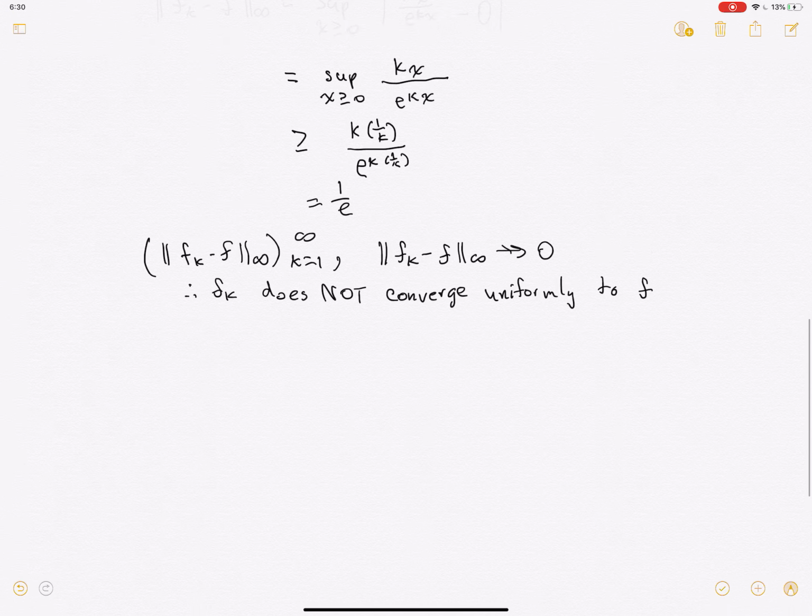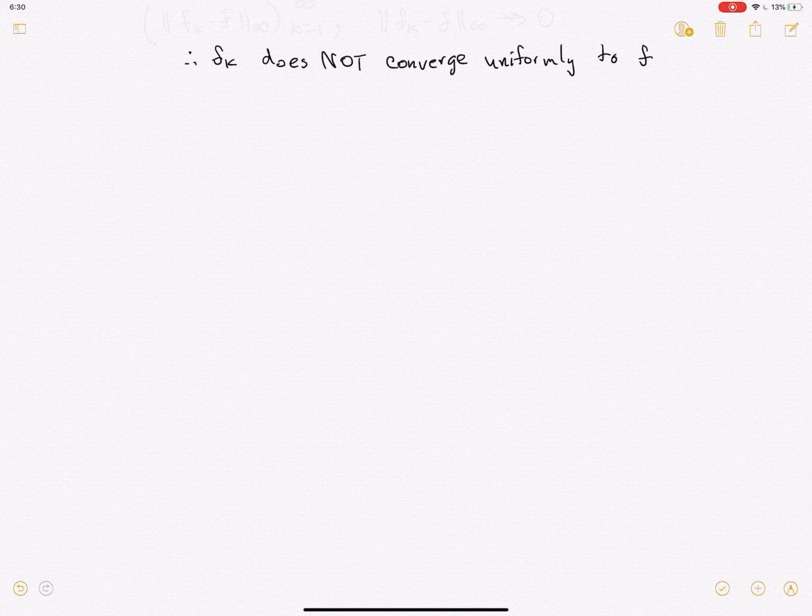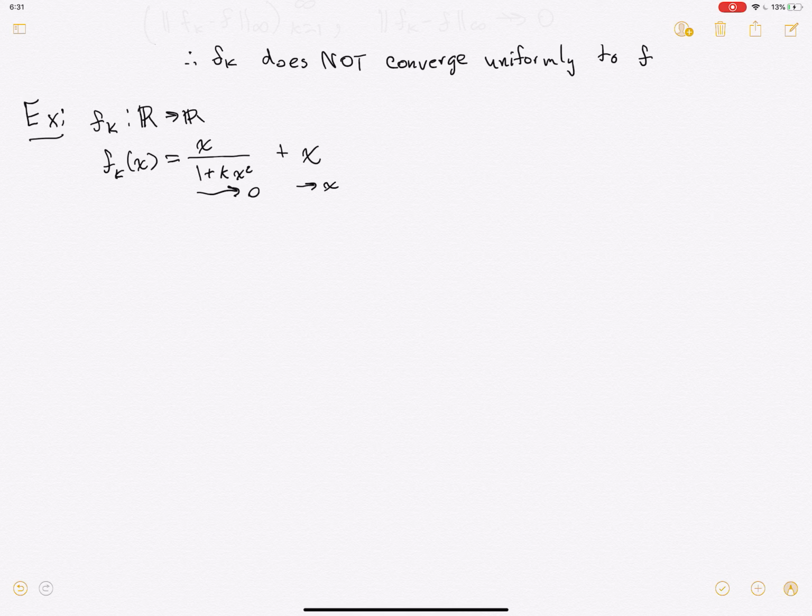Now let's look at an example that does converge uniformly. So take a function from the reals to the reals defined as f_k(x) = x / (1 + kx^2) + x. Now as k goes to infinity, this denominator gets very large, so this will go to 0, and this x will just keep going to x. So it will converge to f(x) = x.